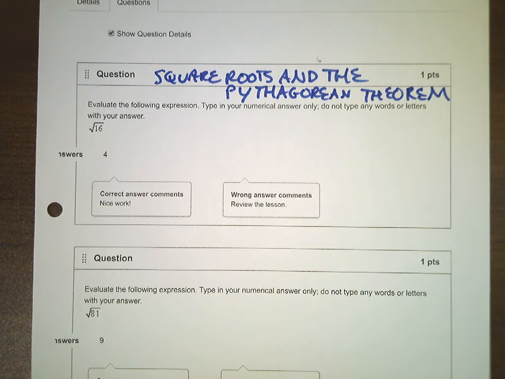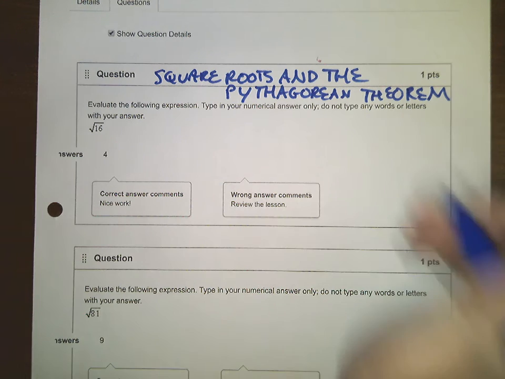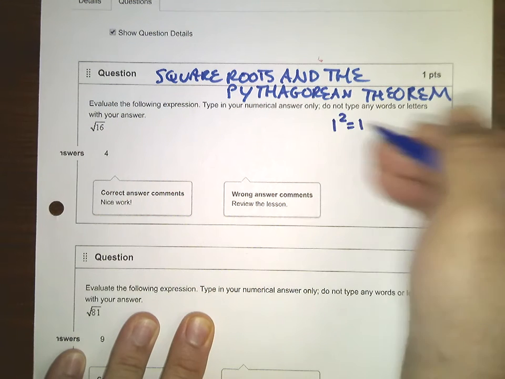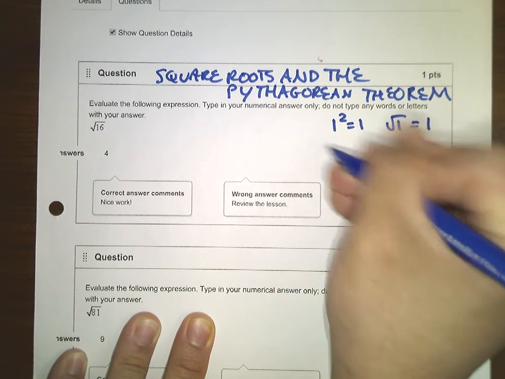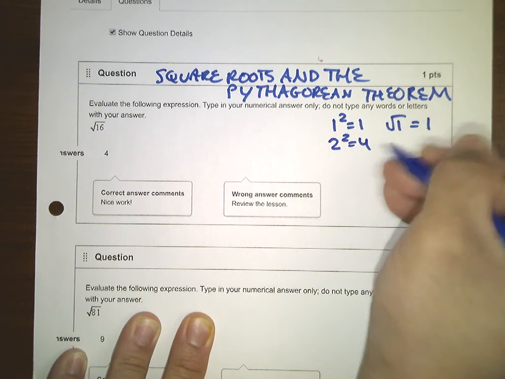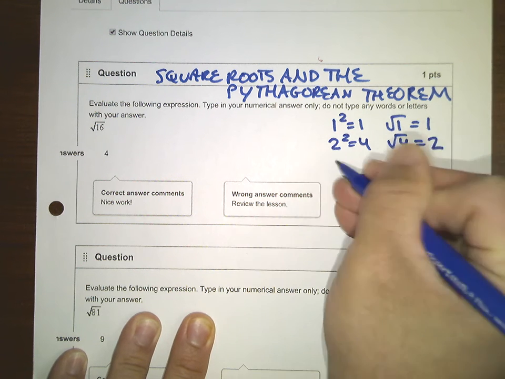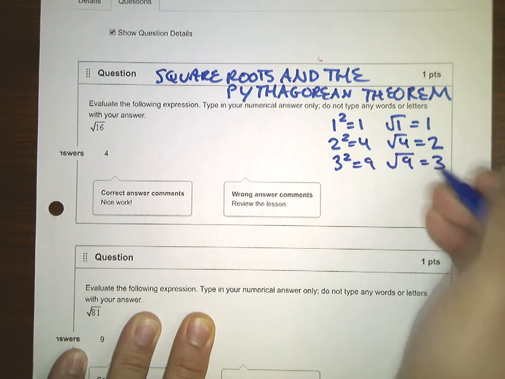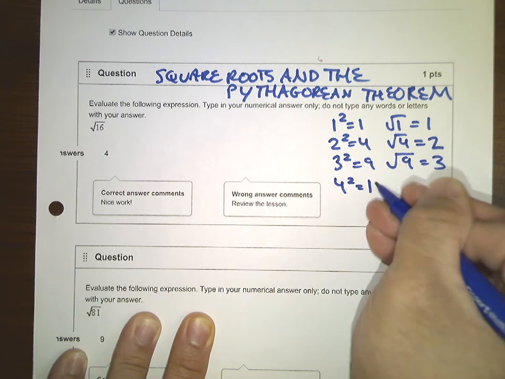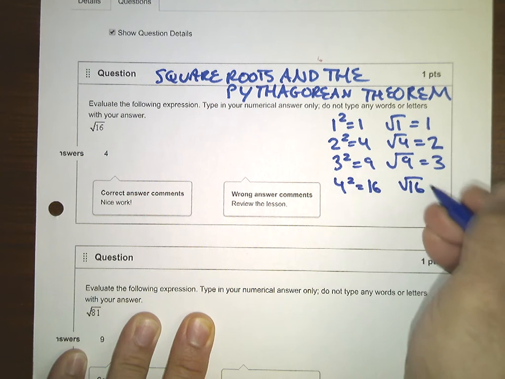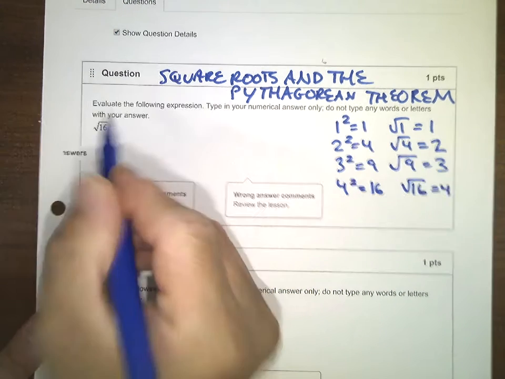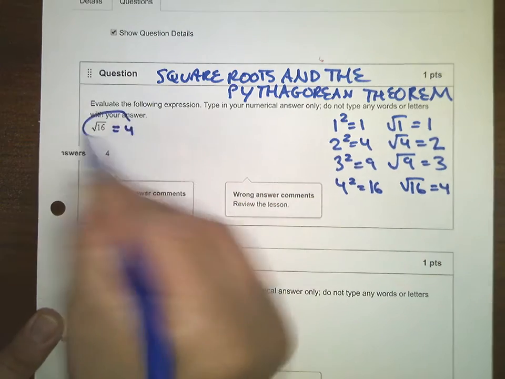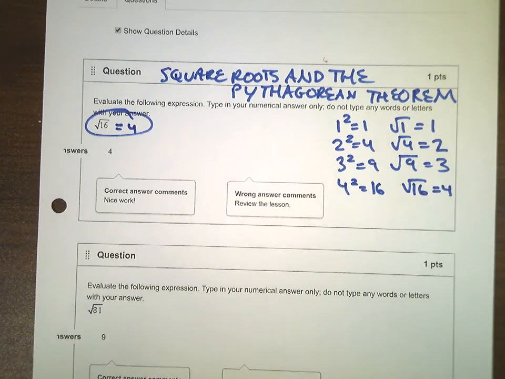Alright, so to calculate square roots, it's exactly the reverse of finding the square of a number. So 1 squared is 1, so the square root of 1 is 1. 2 squared is 4, square root of 4 is 2. 3 squared is 9, square root of 9 is 3. 4 squared is 16, and square root of 16 is 4. And there we go. There is my first answer right there.